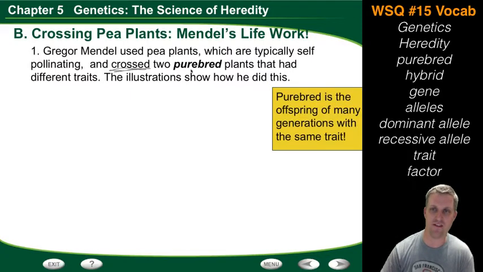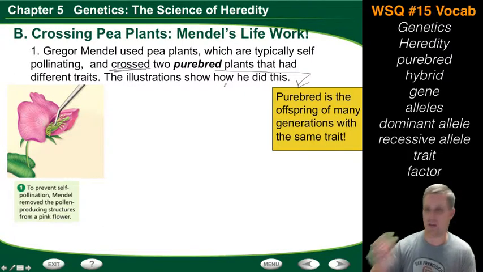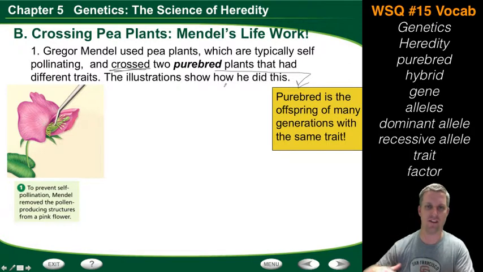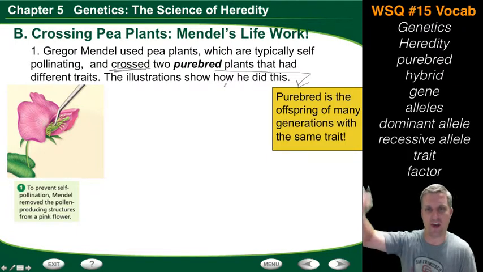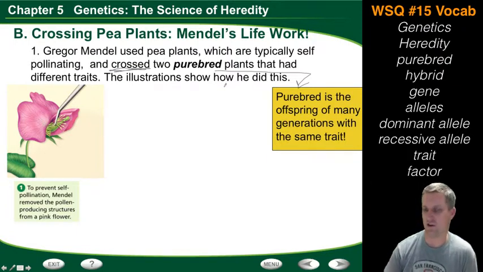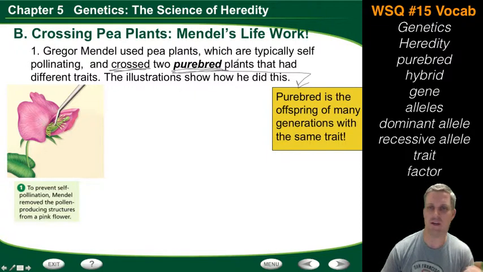He took two purebred plants, and here's what a purebred is, just to help some of you. A purebred is the offspring of many generations with the same trait. So if this plant had the same trait, let's say flower color, and it was all the same flower color, that plant's parents and the parents before that and before that, those would be known as purebreds. We see that term purebred a lot in dog breeds. A purebred dog is a dog that, if you go back in its family lineage, has all of the same types of traits or qualities. So a purebred Labrador retriever or a purebred poodle. So what he did is he took two purebred plants that had different traits, and he crossed them.